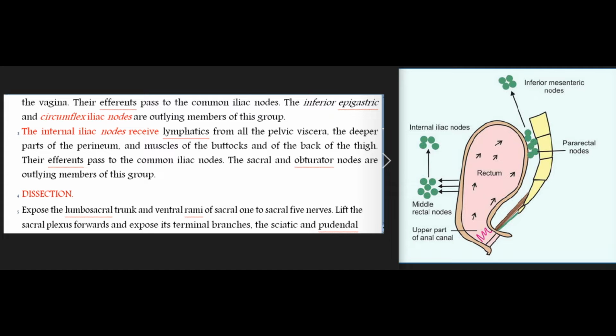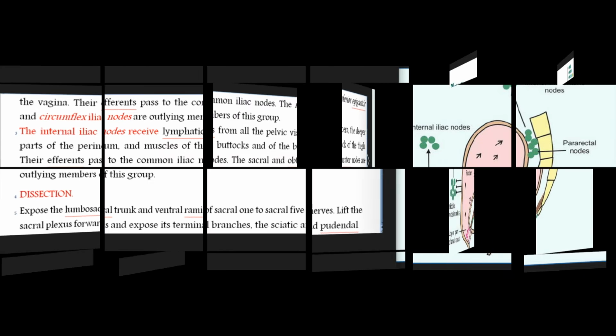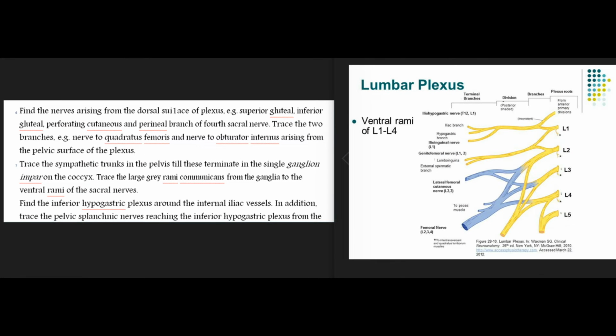Dissection. 5. Expose the lumbosacral trunk and ventral rami of sacral 1 to sacral 5 nerves. Lift the sacral plexus forwards and expose its terminal branches, the sciatic and pudendal nerves. 6. Find the nerves arising from the dorsal surface of the plexus, e.g. superior gluteal, inferior gluteal, perforating cutaneous and perineal branch of the 4th sacral nerve.